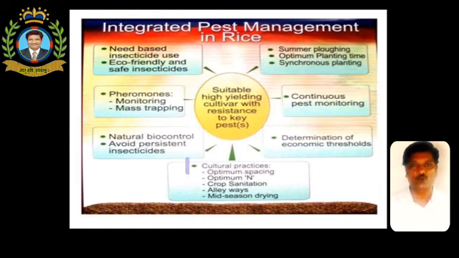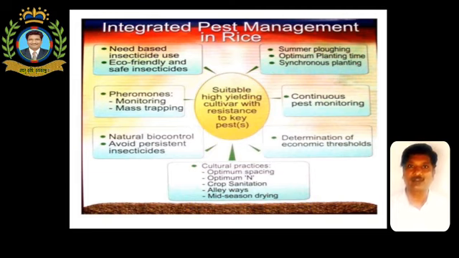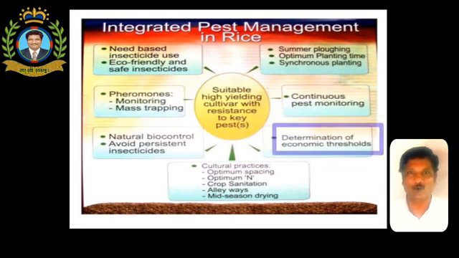Also, different cultural practices such as optimum spacing, using optimum nitrogenous fertilizers, keeping the field clean and sanitized, and using alley ways of planting. Mid-season drying should also be adopted where regular irrigation facilities are available. Also, you should determine the economic threshold level so as to adopt different management strategies.